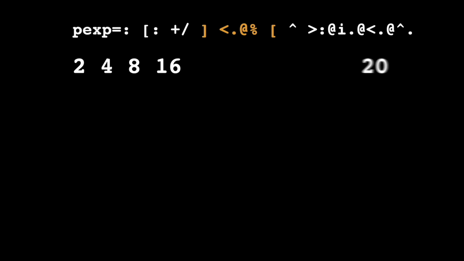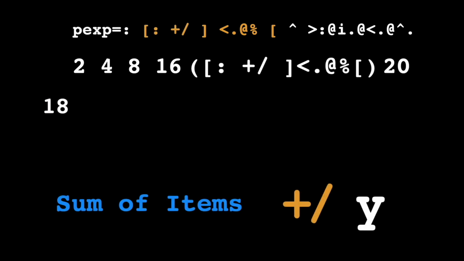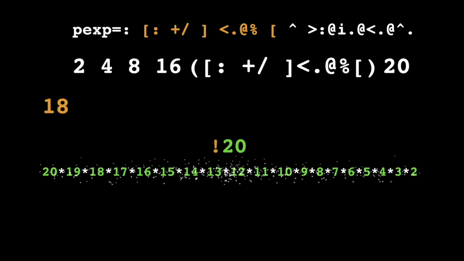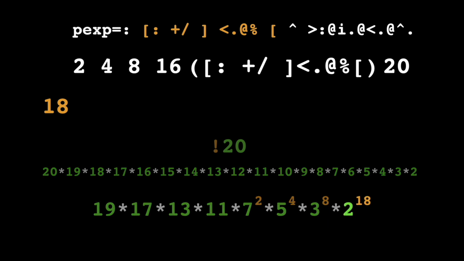So when we total up all the times that 2 shows up as a factor in the numbers up to 20, we just have to add 10 plus 5 plus 2 plus 1 to get 18. 2 shows up 18 times as a factor in all the numbers up to and including 20.